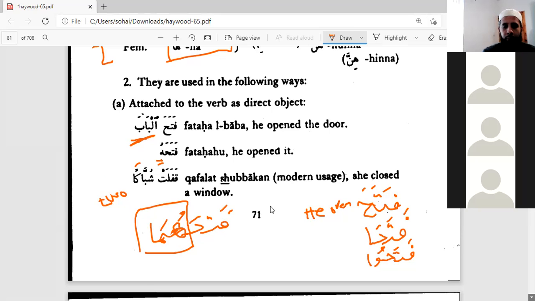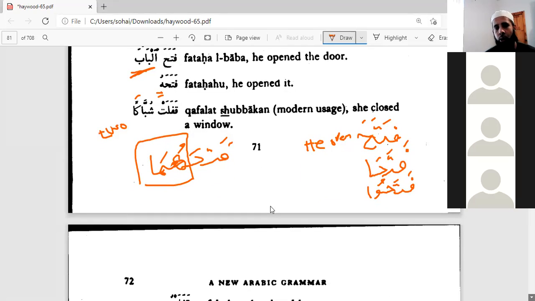So similarly, if you look at the second part, it says she closed a window. So it doesn't say kafalaha, because the ha would mean referring to the window. Window is, what's window? Shubbak, is it masculine or feminine? It's feminine. No, how is it feminine? Nafida, the window is feminine. No, the word shubbak is not feminine.